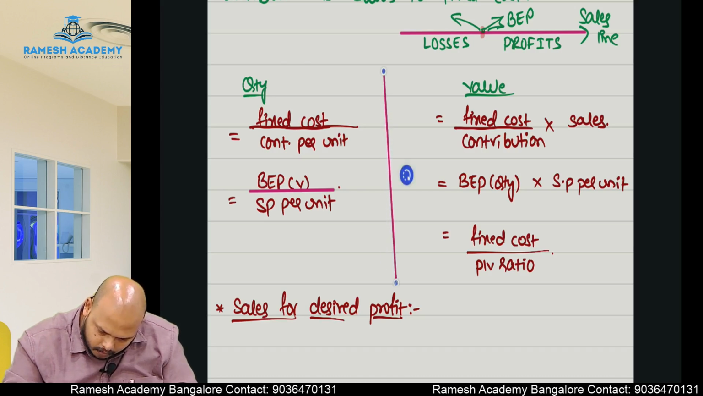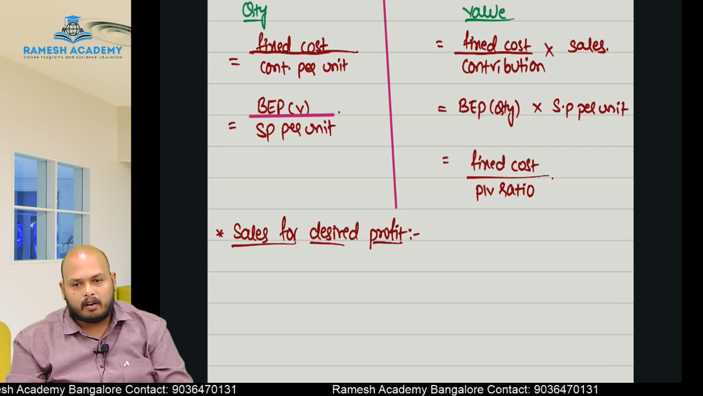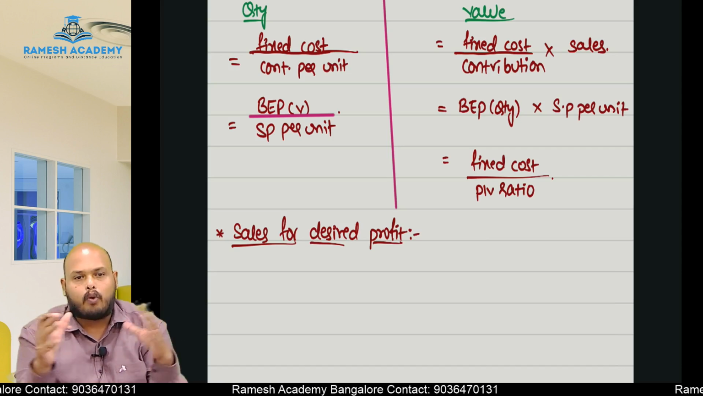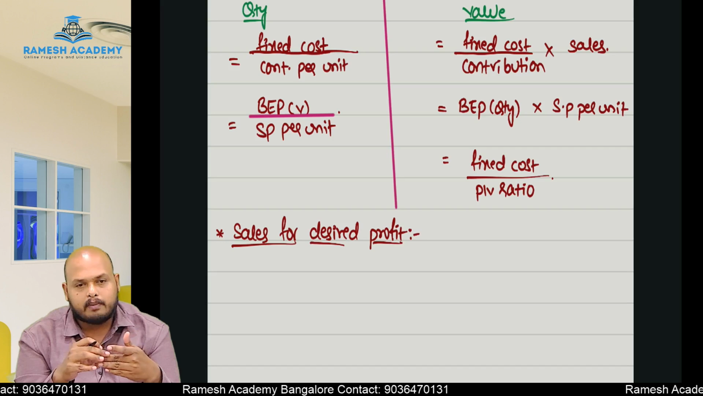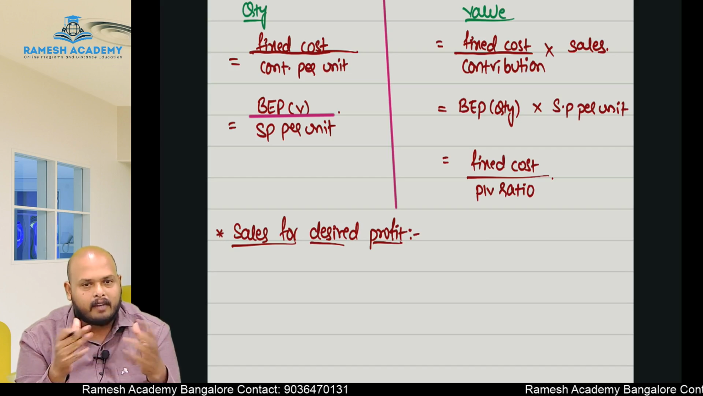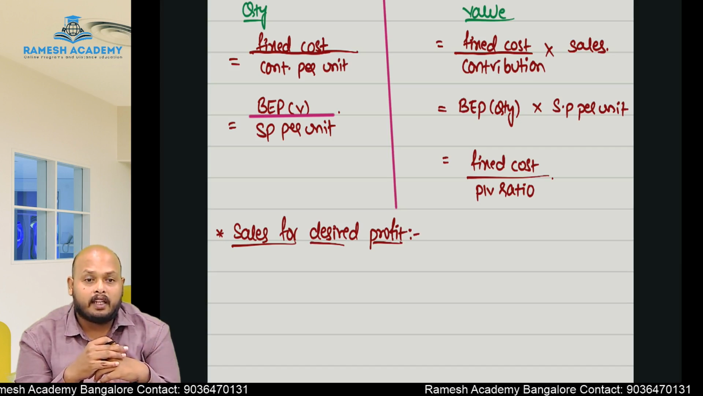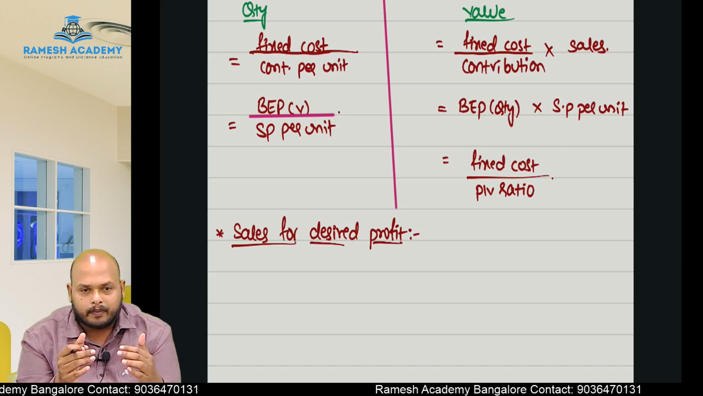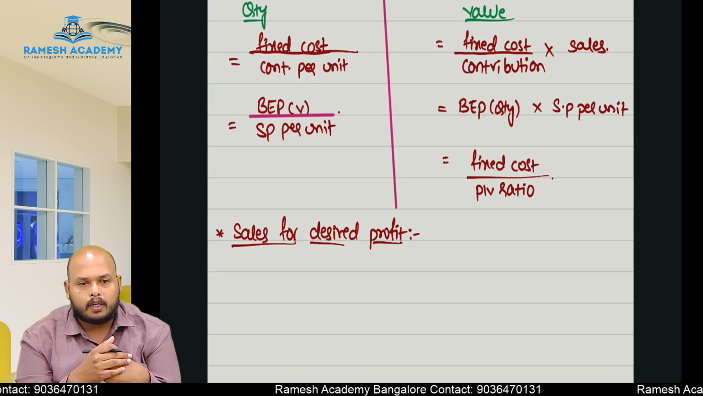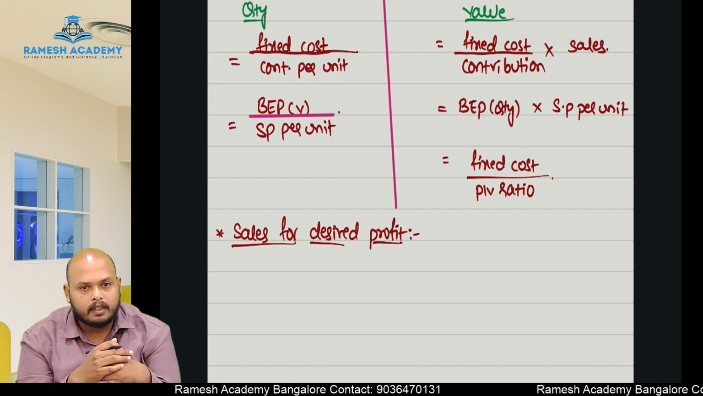Sales for desired profit is nothing but, sometimes in a business organization, the owners will say to the sales people, for this quarter I require this much profit, and then leave it. Then the costing manager will think, in order to earn this much profit, how much sales do we have to do? That is called sales for desired profit.